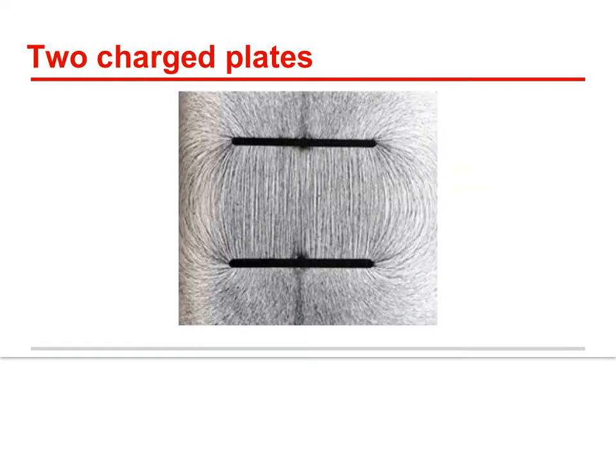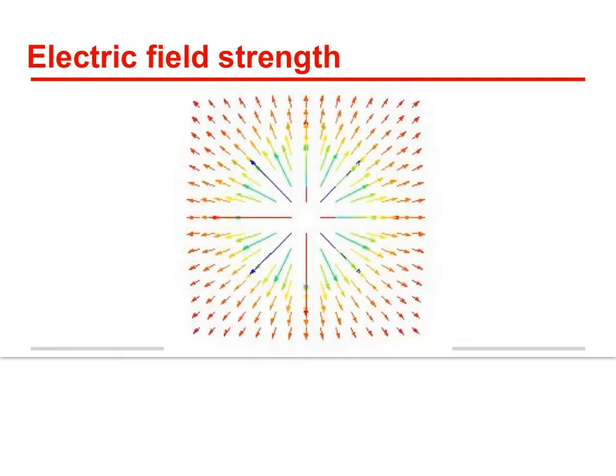If I have two charged plates, we're going to have something very similar happen. We're going to see that my field lines are attracting towards each other. Remember, my field lines are also coming out of this side, but they're actually looping all the way around. So electric field strength is represented by the number of arrows. So the more arrows we have, the more electric field strength that we have compared to others.